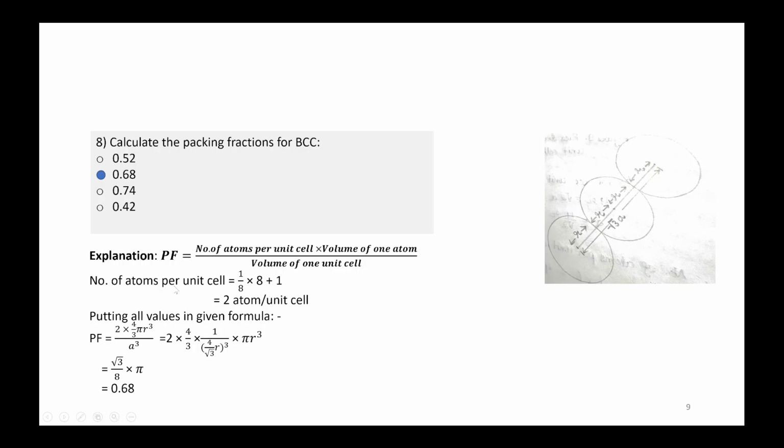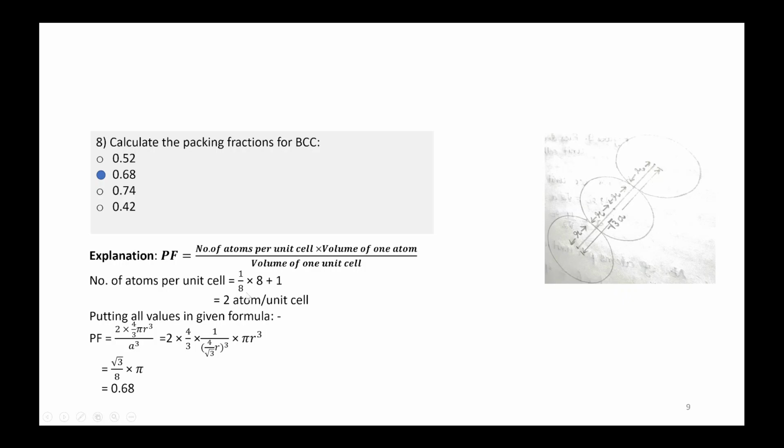Now for number of atoms per unit cell, I told it in the previous class as well, it can be calculated by 1/8 times 8. So 8 corresponds to the 8 corners of the unit cell. On all 8 corners there is an atom sitting, and the atom is shared with 8 other unit cells. So 1/8 times 8 plus 1. The 1 will be at the body center of the unit cell, which won't be shared with other unit cells. So there will be 2 atoms per unit cell in case of BCC structure.